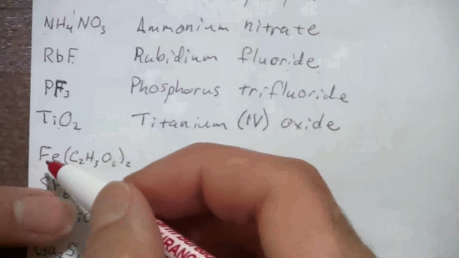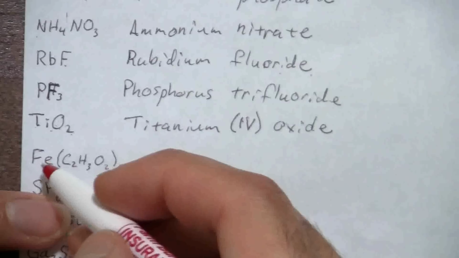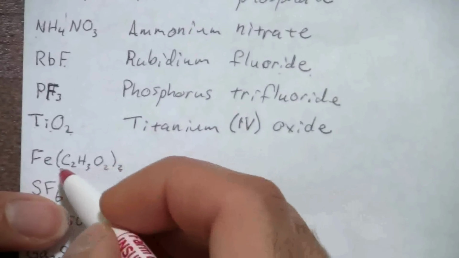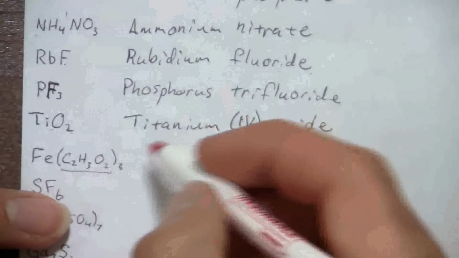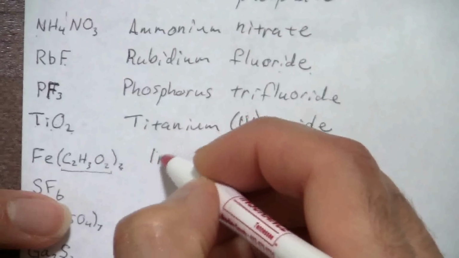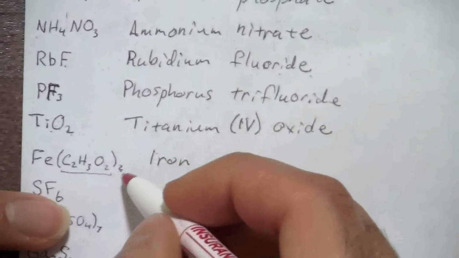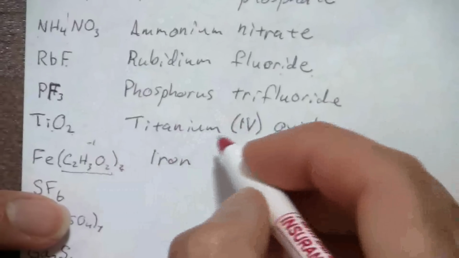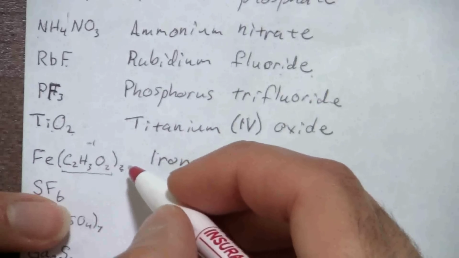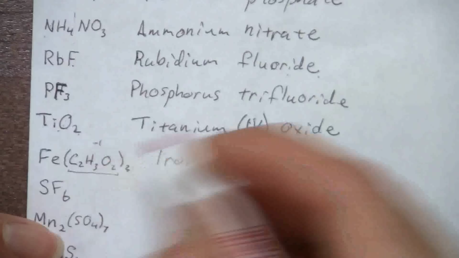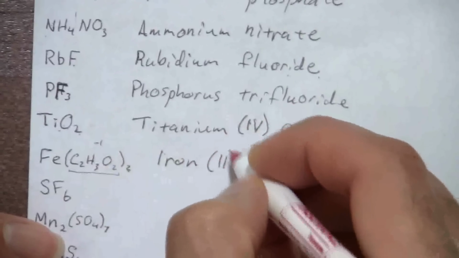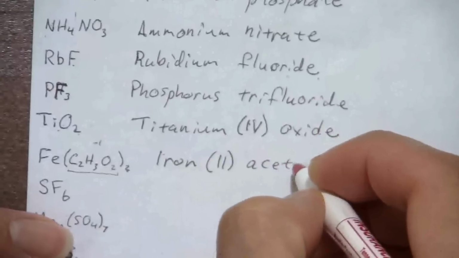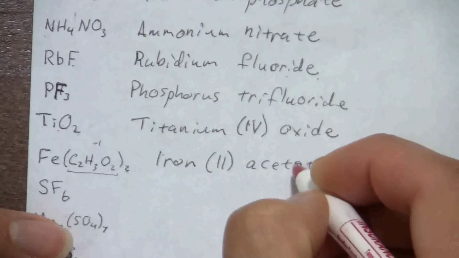All right. Now here we have iron and then C2H3O2, twice. So we need to recognize this as acetate, and this will be iron, and then what's the charge of acetate? It's a -1. We have 2 of those, so that would give us -2 for the 2 anions. That must be balanced out by the iron at a +2. So this will be iron 2 acetate.